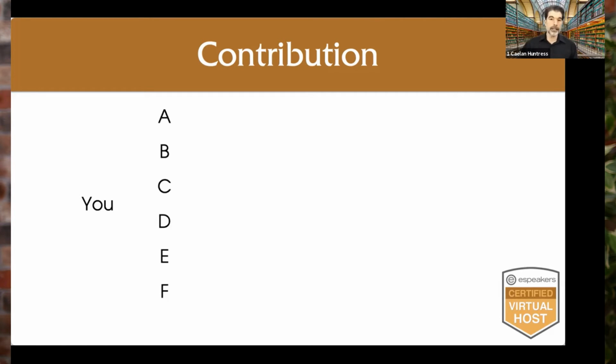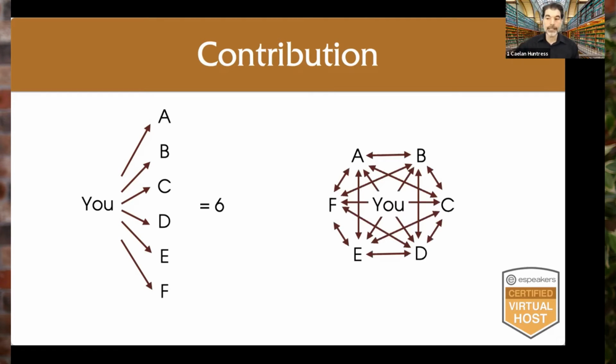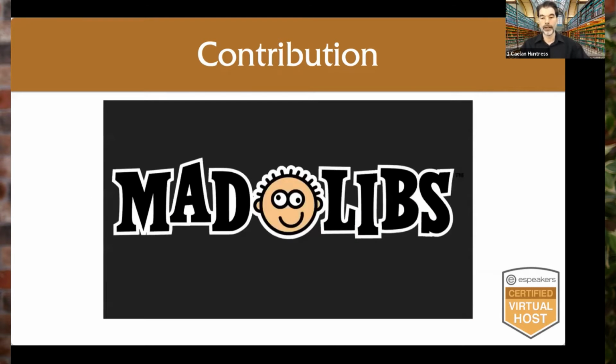If I'm talking to 6 people and it's just one-way communication, I speak and they listen, there's 6 lines of connection. But if I'm facilitating conversations between 6 people, there's 21 lines of connection. Same number of people, much deeper connection. And that's what Mad Libs can do.